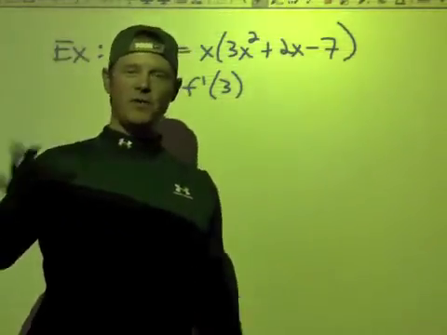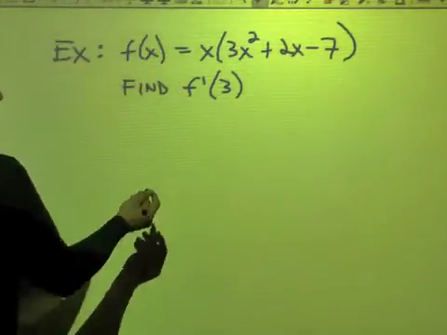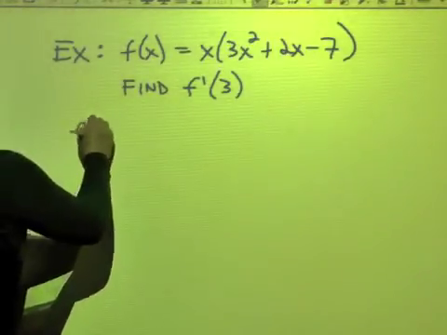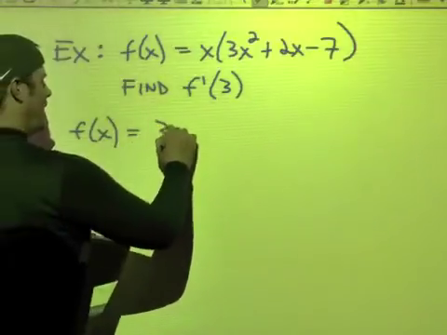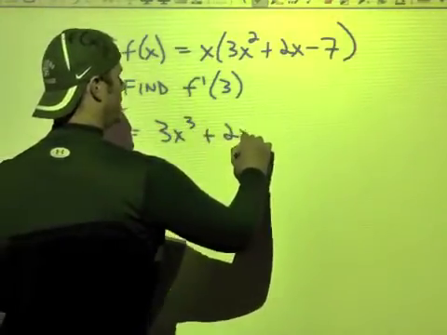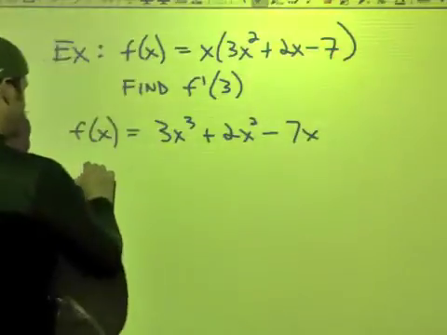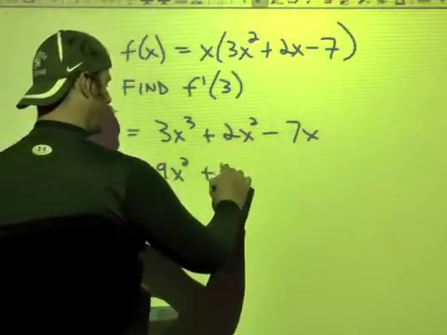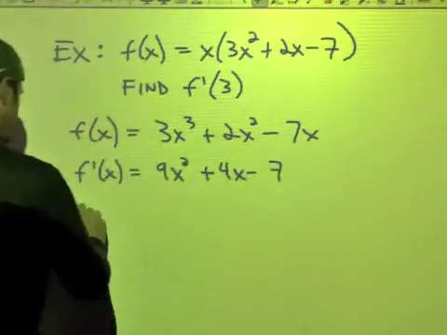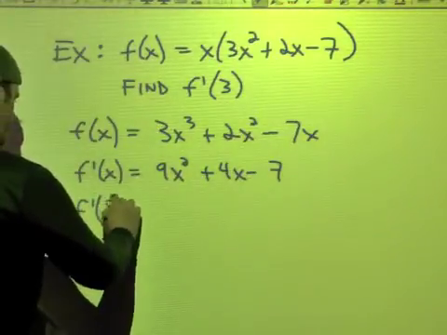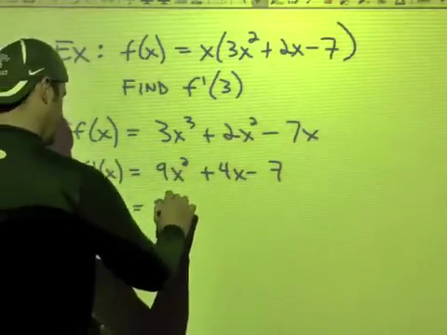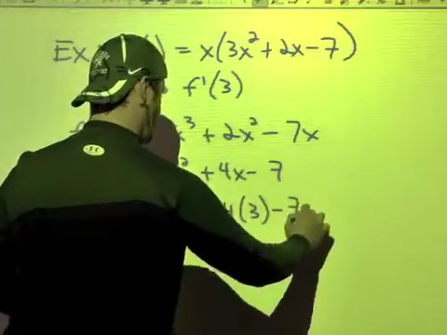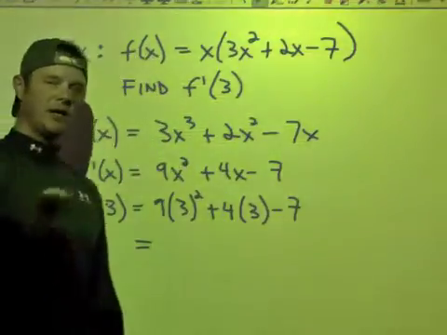All right, I'm back. Hopefully you got the answer to the problem. I'm just going to go through this really quick, just to check your work. If I rewrite the function by distributing the x, I get 3x cubed plus 2x squared minus 7x. The derivative, using the power rule, is 9x squared plus 4x minus 7. Then we substitute a 3. So it's 9 times 3 squared plus 4 times 3 minus 7. And that's arithmetic you can do without a calculator.